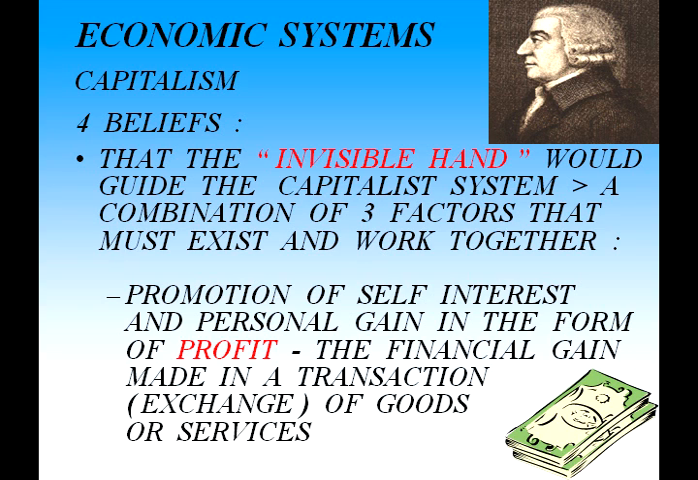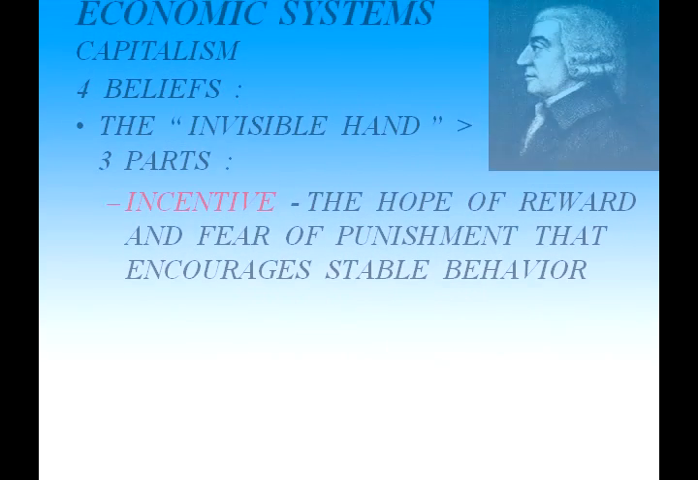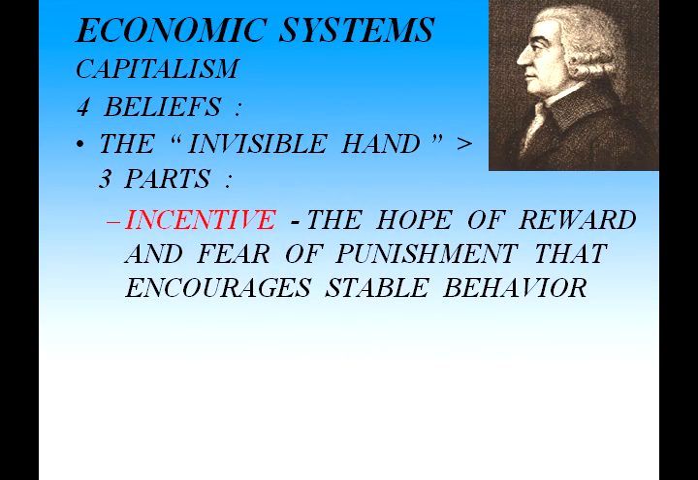of goods or services. The second condition that Adam Smith said needed to exist for the invisible hand to be effective in guiding the capitalist economic system is the existence of incentive, meaning the hope of reward or fear of punishment, both positive and negative here, that would wind up encouraging stable behavior on the part of human beings.